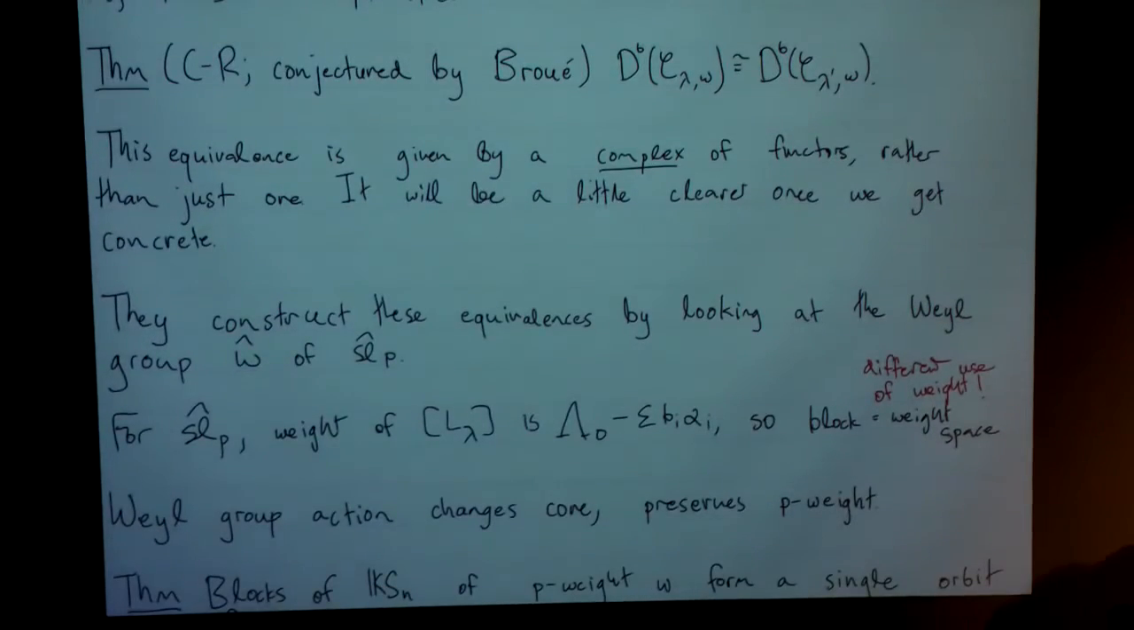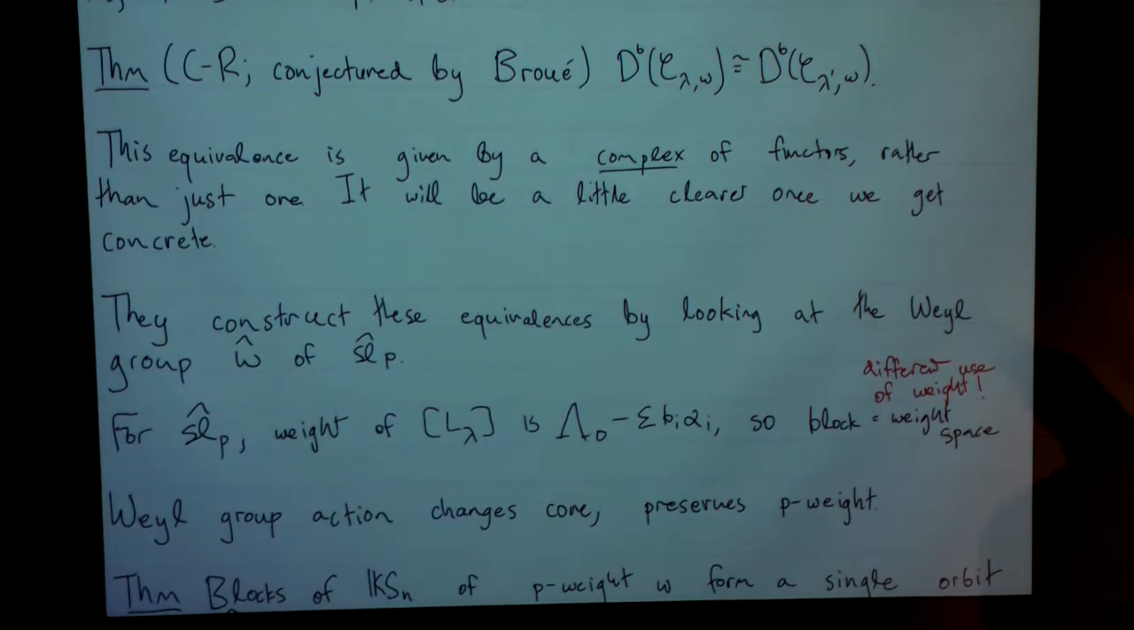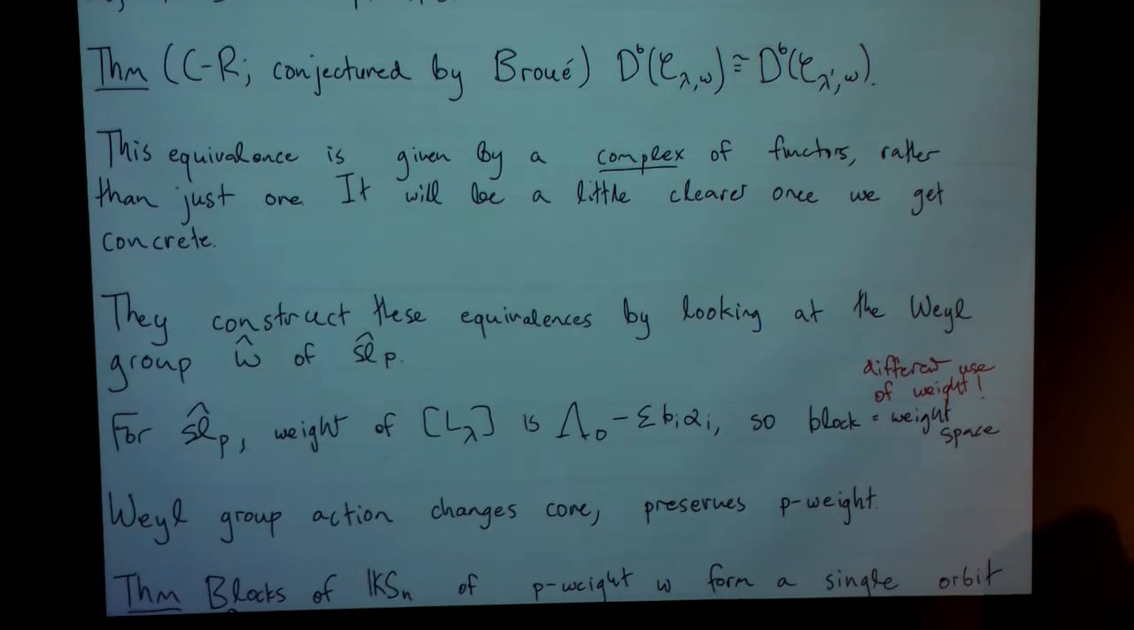So what was conjectured instead, this is one of these theorems that was a conjecture for so long that people often still call it Broué's conjecture, even though it's been a theorem for almost 20 years now. These blocks are not equivalent as categories, but they're derived equivalent.